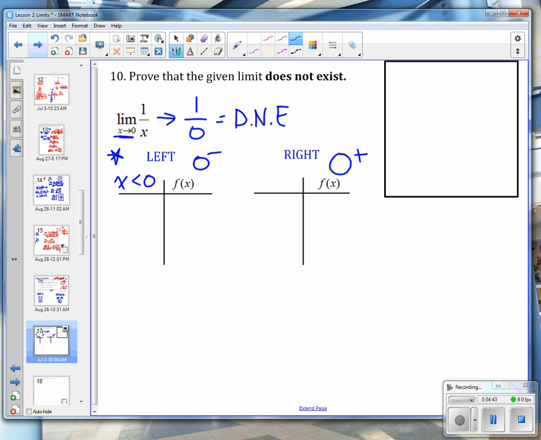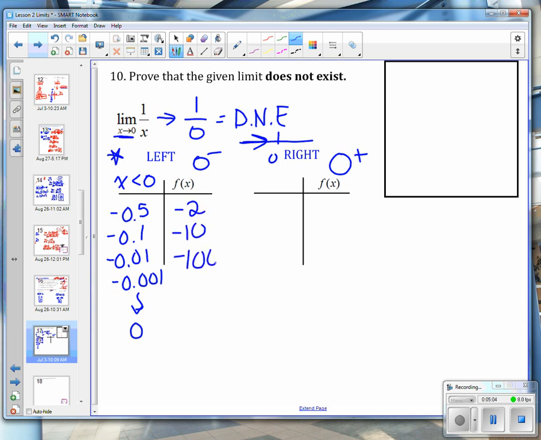So x is less than 0, because remember we're coming from the left-hand side first. So we can use, let's say, negative 0.5, negative 0.1, negative 0.01, negative 0.001, and so on. And we know all those are approaching 0, which is exactly what we want. Here, I've actually evaluated all of these for us. The magic of virtual classroom podcasts.